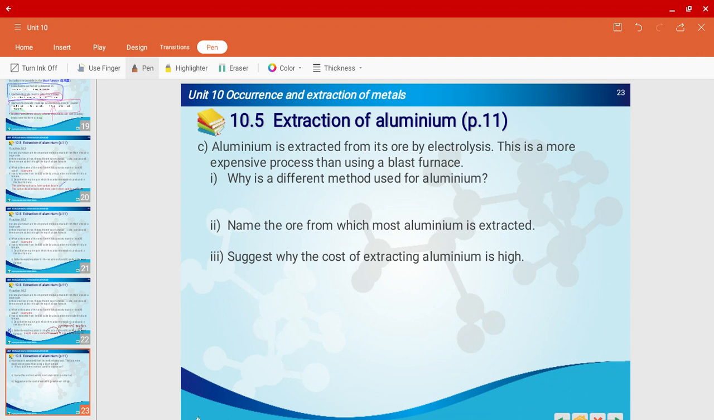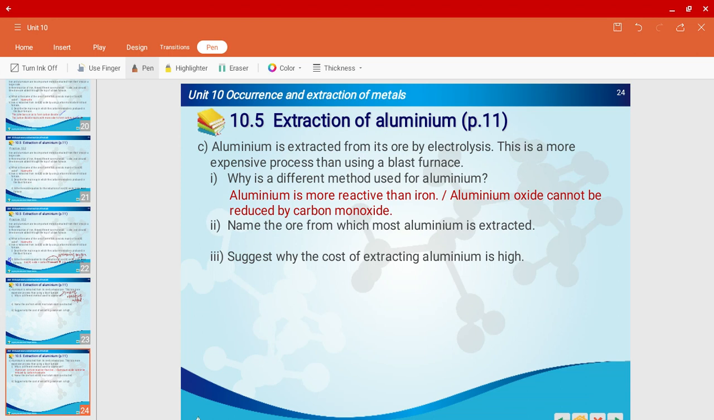Aluminium is extracted from its ore by electrolysis. This is a more expensive process than using a blast furnace. So question 1, why is a different method used for aluminium then? I mentioned many times before, it is due to the metal reactivity series. Do you remember the table? Aluminium is a more reactive metal, right? It is a more reactive metal when compared with iron. Hence, what process should be used? Electrolysis. So here's the answer. Aluminium is more reactive than iron. That is why a different method is used. That is it.